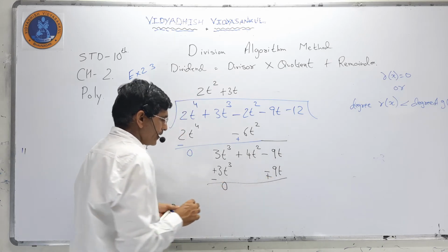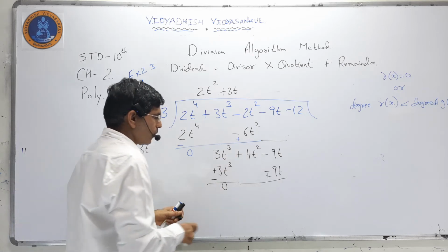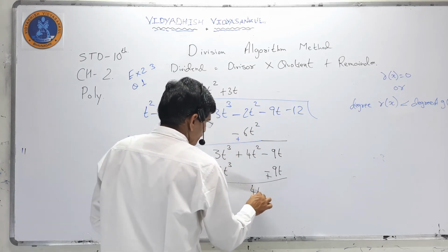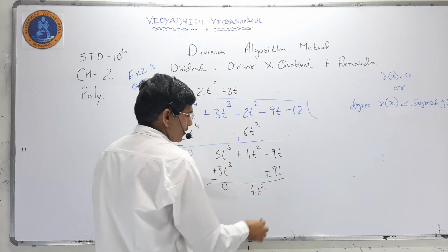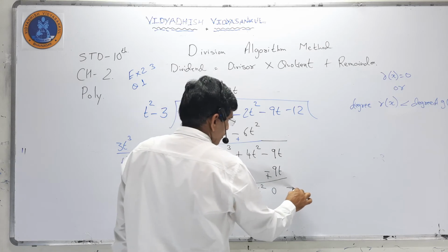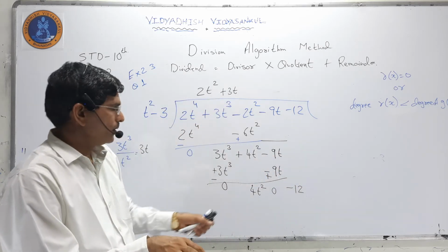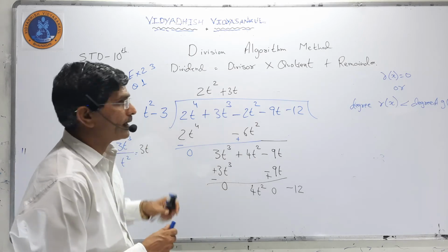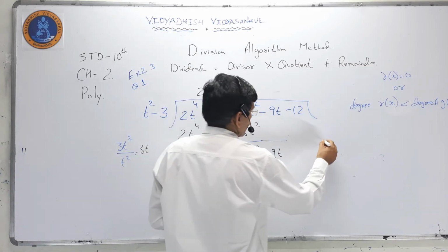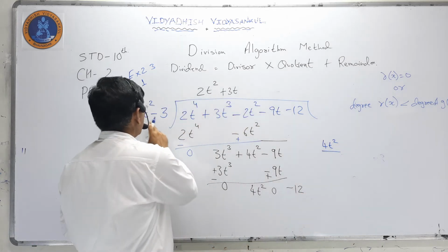Here you can get answer 0. What I have to write it here? 4t square. Here it is 0. From here I have to write minus 12. Now 4t square divided by t square.